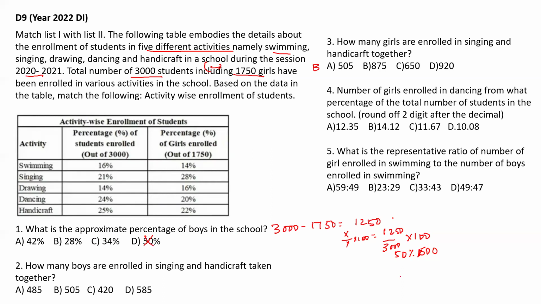If you minus 10%, 10% is what? You just need to cut down 300. If you minus 10%, it is 1200. So the answer you want is 1250. So for sure it is more than 40%. So the answer is 42.